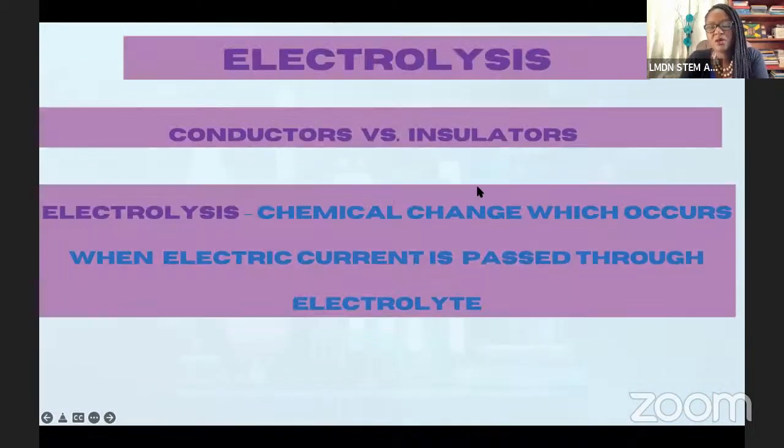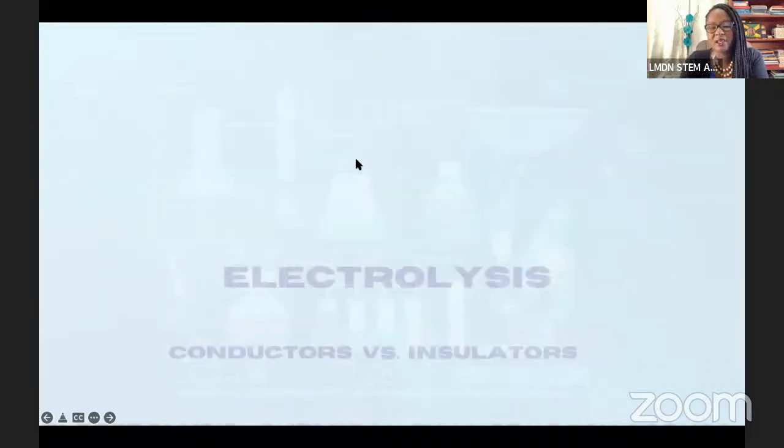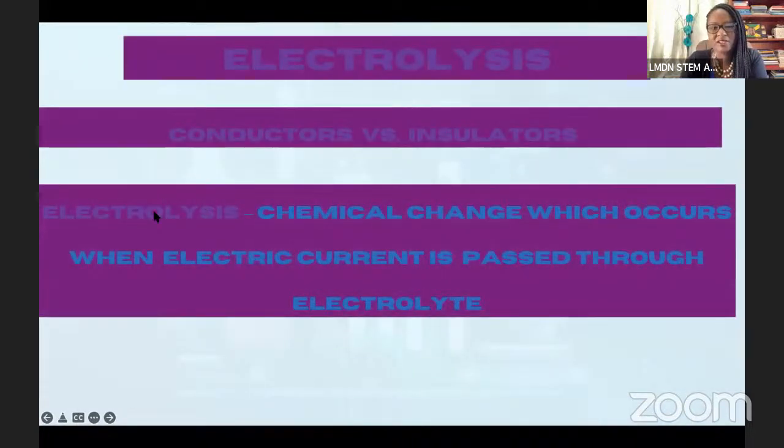Okay, so to get started, as I mentioned earlier, if we look at the bottom box here, electrolysis, from a formal definition standpoint, is a chemical change which occurs when electric current is passed through an electrolyte. So if you have an electrolyte, which we'll get into more detail as to how we define later, and you pass an electric current through that electrolyte, a chemical change will then occur.